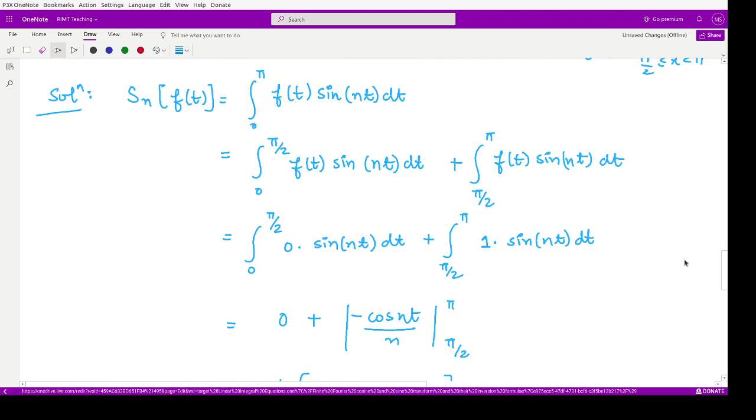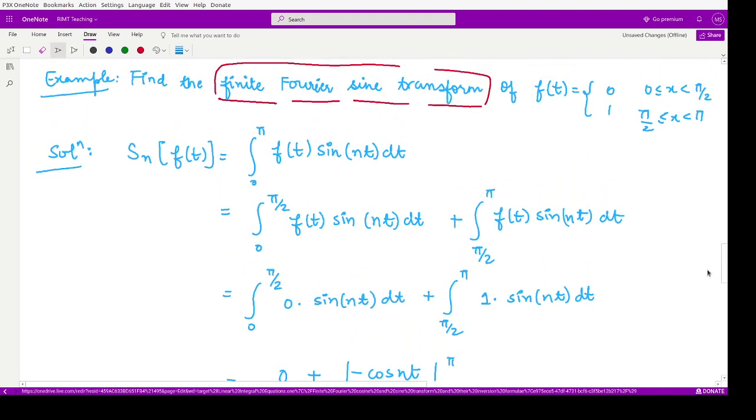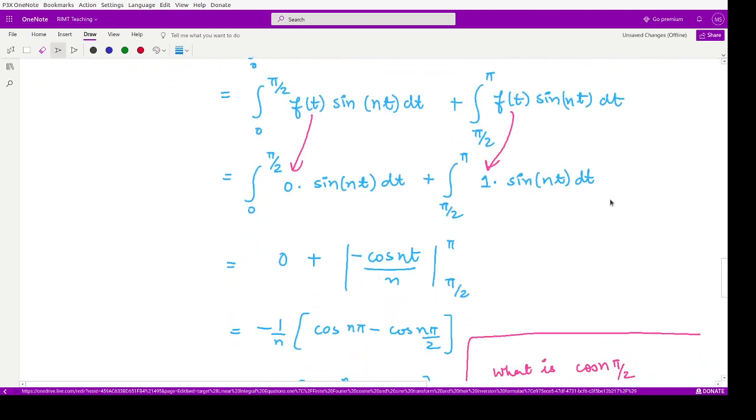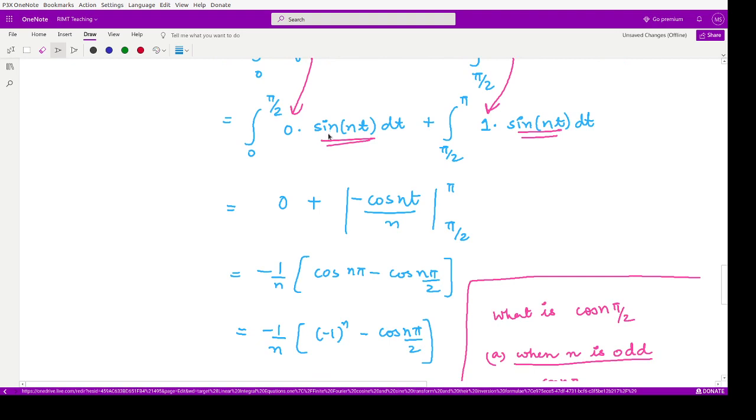We first break our interval into 0 to pi by 2 and pi by 2 to pi, because our function is defined in this manner only. In the interval 0 to pi by 2, the value of the function is given to be 0, and in the interval pi by 2 to pi, the function's value is given to be 1. So we have just substituted the function's value. Now we will perform this integration and this integration. When you integrate sine nt, it would be cos nt divided by n, and the limits vary from 0 to pi by 2.